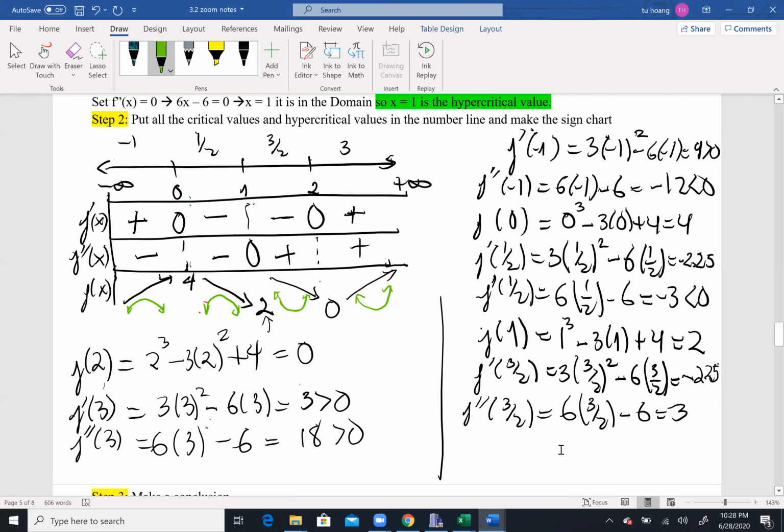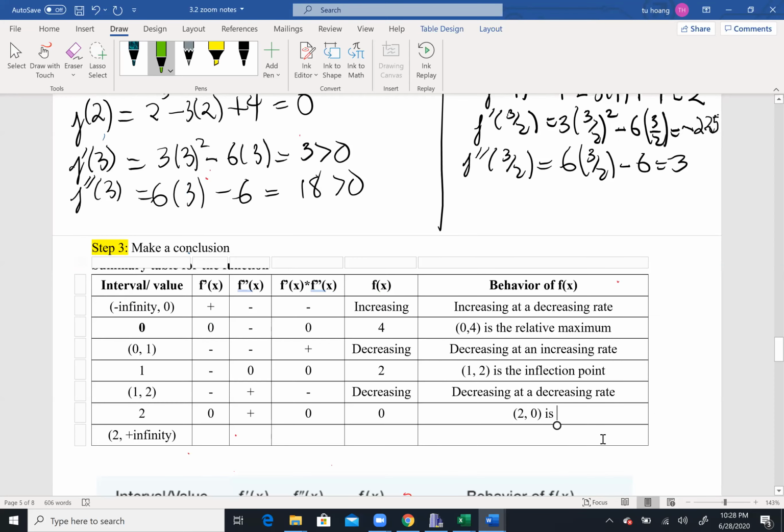at x equal to 2, f(x) for the left, f(x) is decreasing and then immediately increasing. Then we call at 2, 0, we have it is a relative minimum.